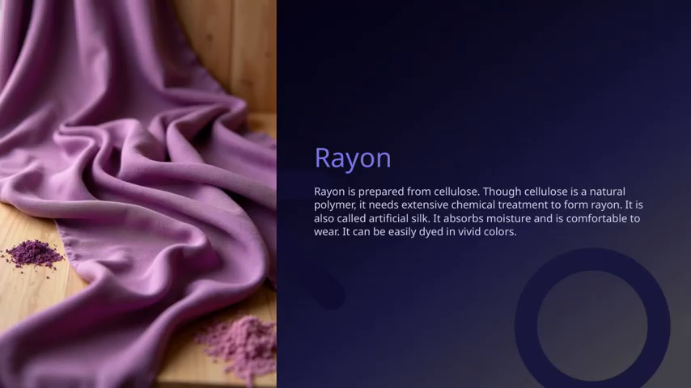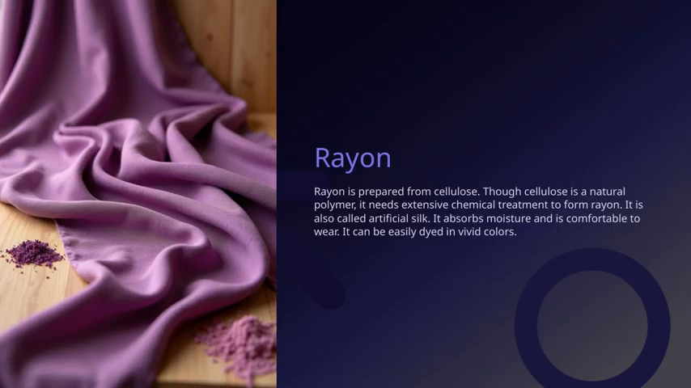Rayon is a fascinating fabric because it's prepared from cellulose, which is a natural polymer found in plants. However, even though cellulose is natural, it requires quite a bit of chemical treatment to transform it into rayon. This process essentially makes it an artificial fiber, which is why it's sometimes called artificial silk.